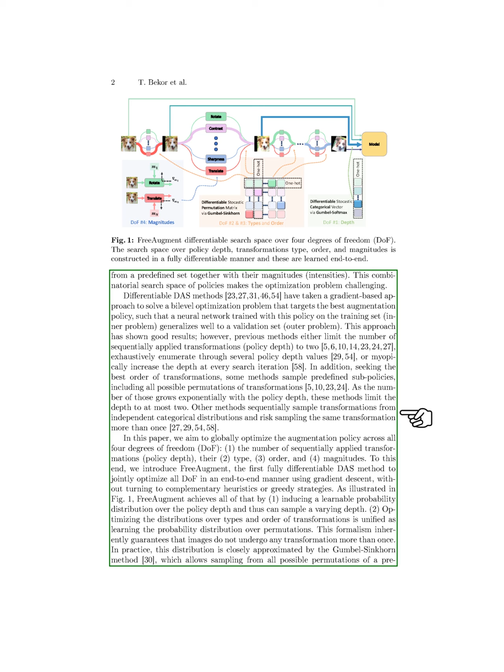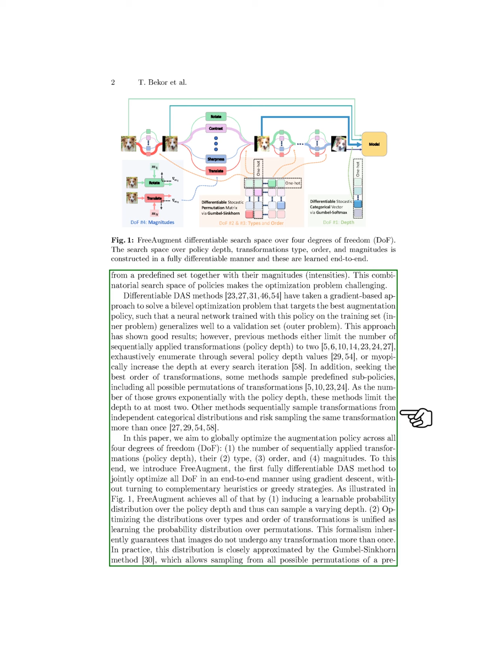FreeAugment achieves this by learning a probability distribution over the number of transformations, allowing for variable depth. It also optimizes the types and order of transformations by learning the probability distribution over their permutations, ensuring that no transformation is repeated. Additionally, we sample stochastic magnitudes for each augmentation from a learned probability distribution, which is refined through backpropagation during the search process. This entire framework is optimized on a validation set through a two-level optimization approach.